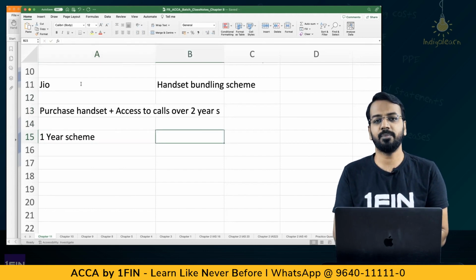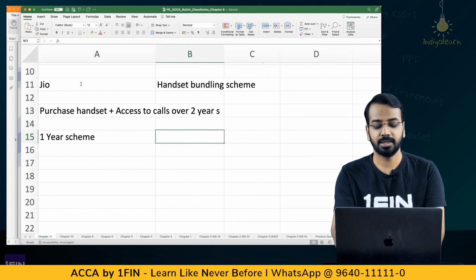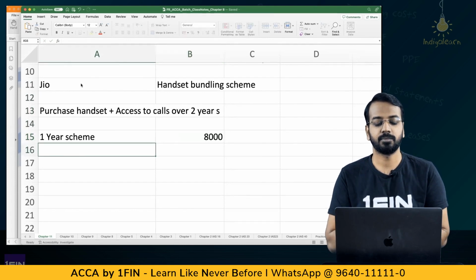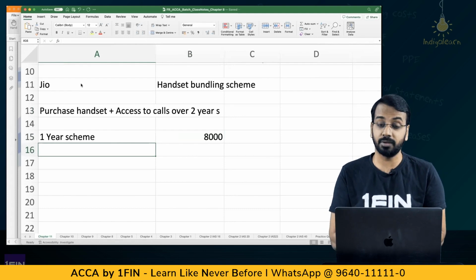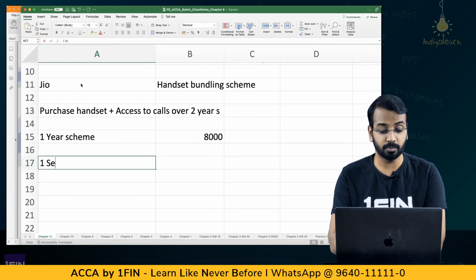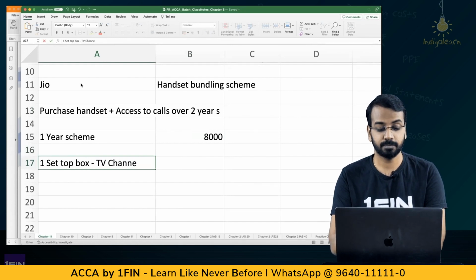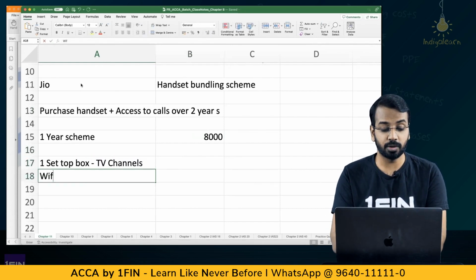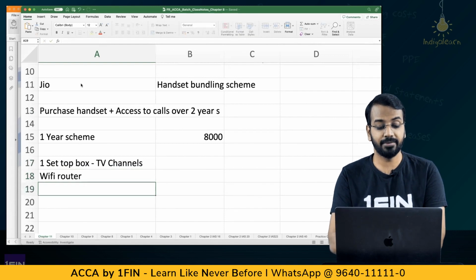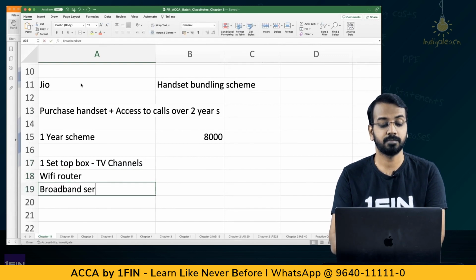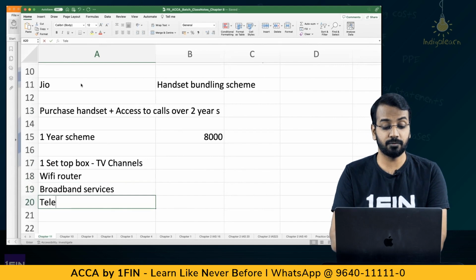In this 1 year scheme, you have to pay us, let us say, some 8,000 rupees. For 1 year, you have to pay us 8,000 rupees. Now, with this 8,000 rupees, what all will I give you? I will give you one set-top box to access TV channels. Then I will give you one Wi-Fi router. I will give you broadband services. I will also give you telephone connection.